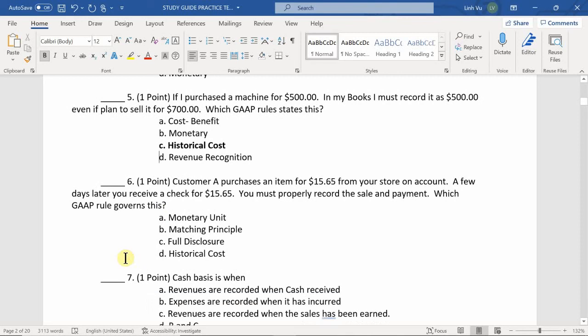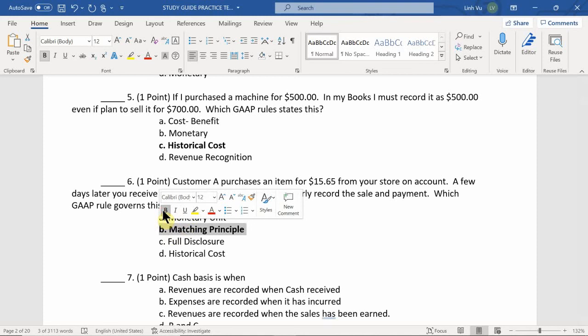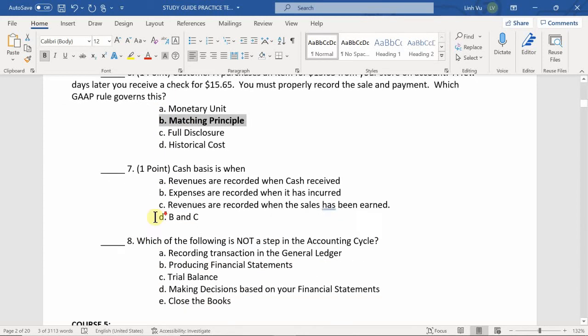All right, number 6. Customer A decides to purchase an item for $15.65 from your store on account. A few days later, you receive a check for $15.65. You must properly record the sale and payment. So which GAAP rule governs this? Matching principle. Matching principle is correct, right? You have a sale for $15.65, and you received a check for the same amount. This is matching principle. Good.